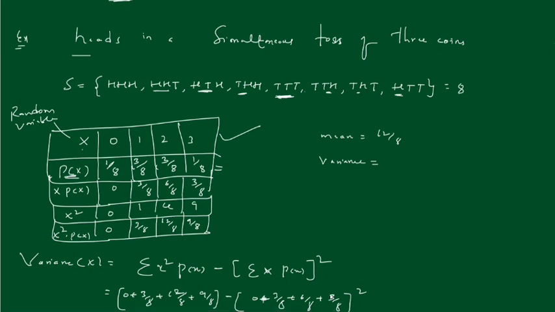So let's check. 1 by 8 plus 3 by 8 plus 3 by 8 plus 1 by 8. 3 plus 3, 6, 6 plus 1, 7 plus 1, 8. 8 by 8 which is equal to 1. So the sum of all the samples, 1 by 8 plus 3 by 8 plus 3 by 8 plus 1 by 8, you will get finally the value which is equal to 1 only, right?